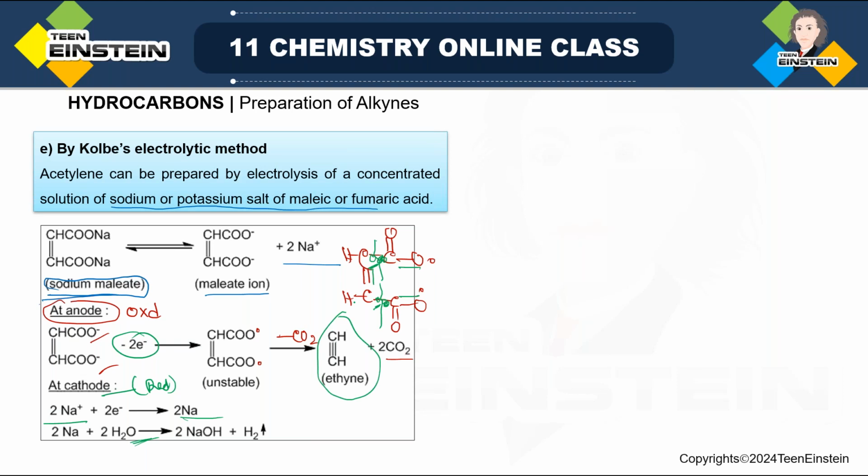Why should you know these reactions separately, what is happening at the anode and what is happening at the cathode? Because suppose you get a question where it is asked, during the preparation of an alkyne by Kolbe's electrolytic method, at which electrode, anode or cathode, is CO2 produced. Or it may be asked which gas is produced at the cathode, then your answer is hydrogen. So that is why you should know the full mechanism, which product you are getting at which electrode, and you should have a clear idea.